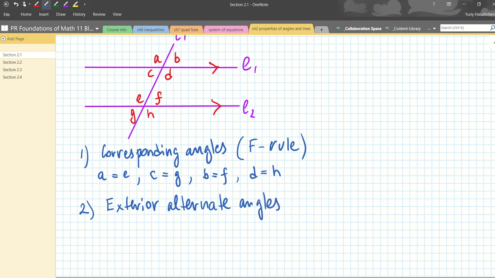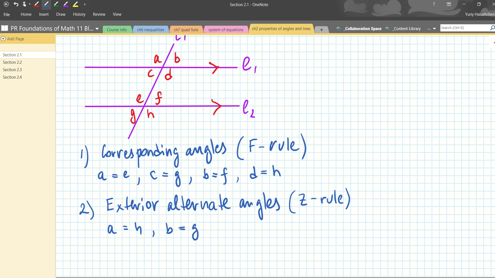And we call this the Z rule because if you look at these angles, the pattern kind of looks like a Z letter. So in this case, exterior means again outside of L1, outside of L2, and opposite sides of T1. So in this case, you're going to have 2 pairs. You're going to have A and H and B and G. So these are going to be equal to each other if the lines are parallel. So A equals H and B equals G.